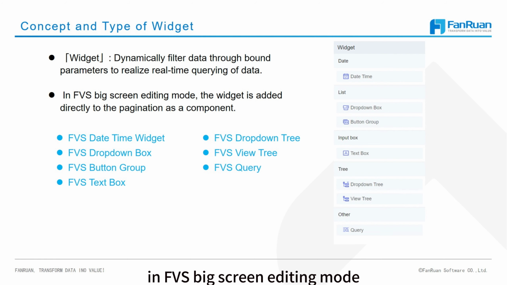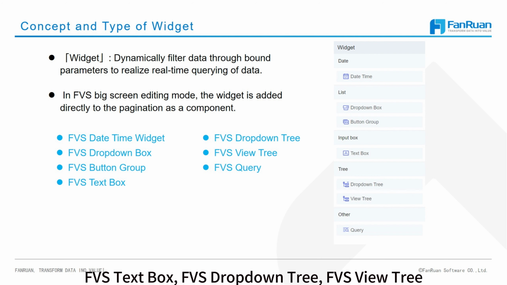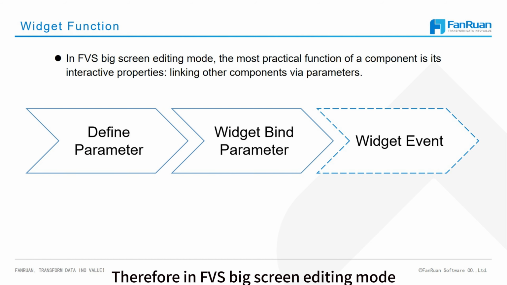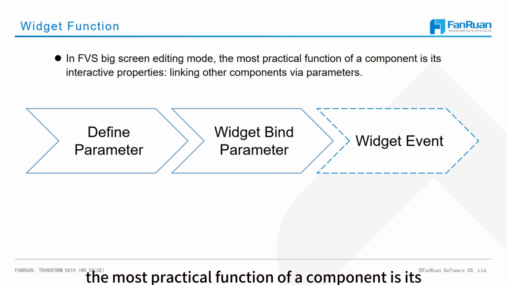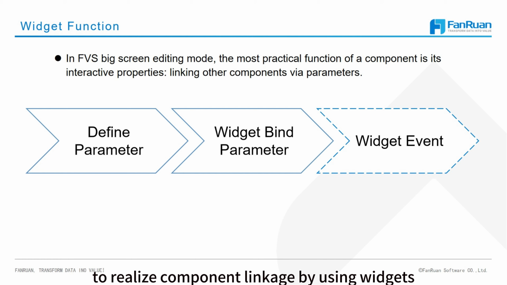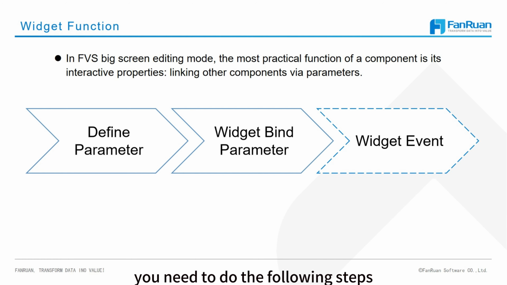In FVS Big Screen Editing mode, the widget is added as a component to be used directly in the page and supports 7 types of widgets, including FVS DateTime widget, FVS drop-down box, FVS button group, FVS text box, FVS drop-down tree, FVS view tree, FVS query, which can help users to realize a variety of interactive functions. Therefore, in FVS Big Screen Editing mode, the most practical function of a component is its interactive properties, linking other components. To realize component linkage by using widgets, you need to do the following steps. The first step is to define parameter, the second step is to bind parameter to the widget, the third step is to set widget events if you need more effects.